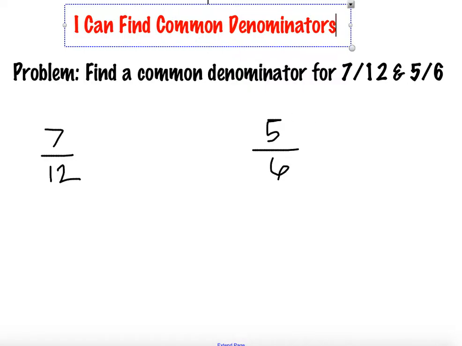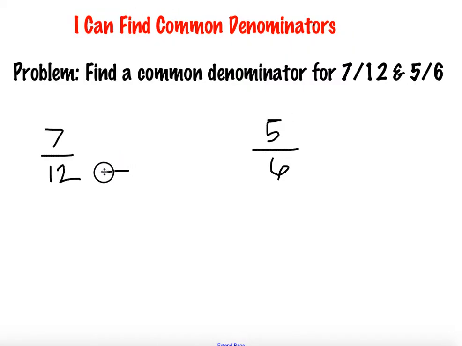Now remember that your denominator is your number in the bottom of your fraction, right? So 12 would be my denominator of 7/12ths, and 6 would be my denominator of the fraction 5/6. Remember also that the denominator tells us our whole, right? Our whole number, so what this is broken into.